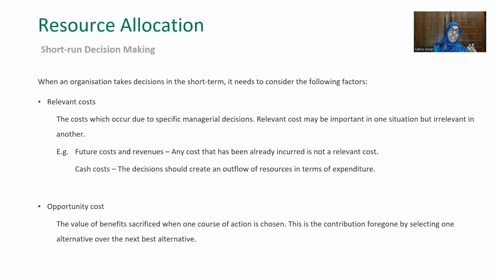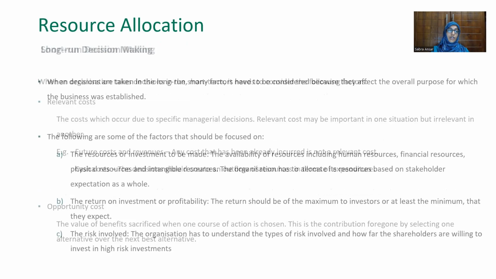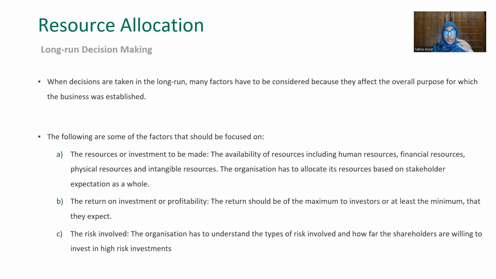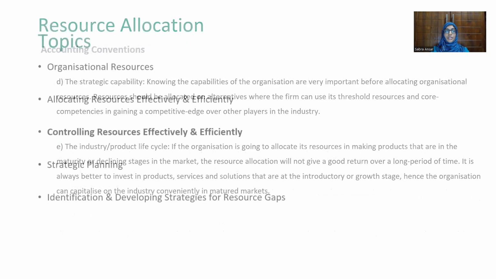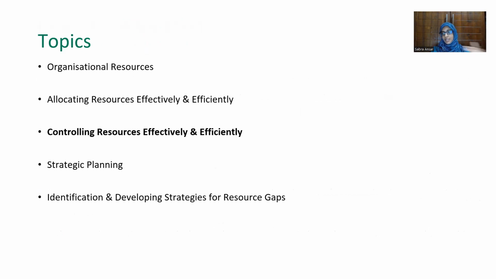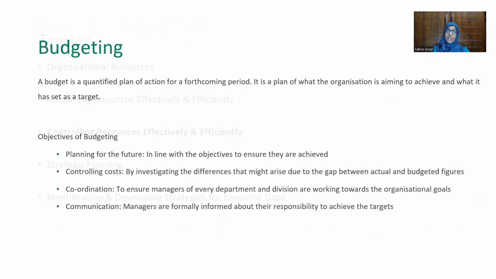And then we also talked about how these resources need to be allocated efficiently, and how they can be allocated in short-run decision making, where we spoke about relevant costs and sunk costs and even opportunity costs. Then we talked about the long run, how those can be managed, and I talked about a few factors which can be used.